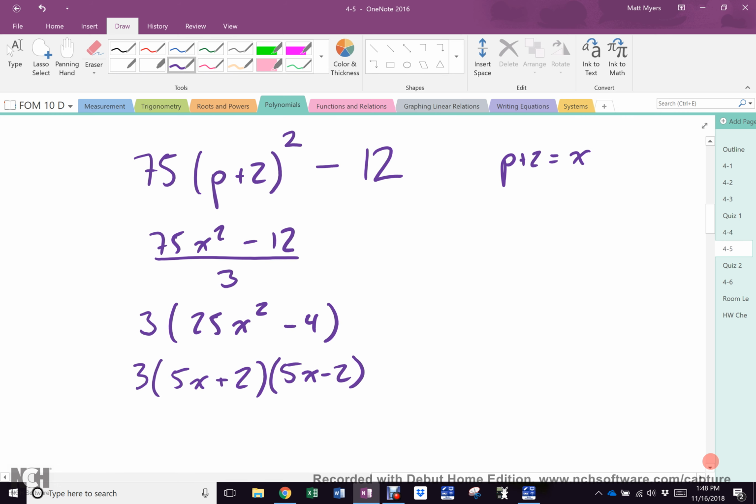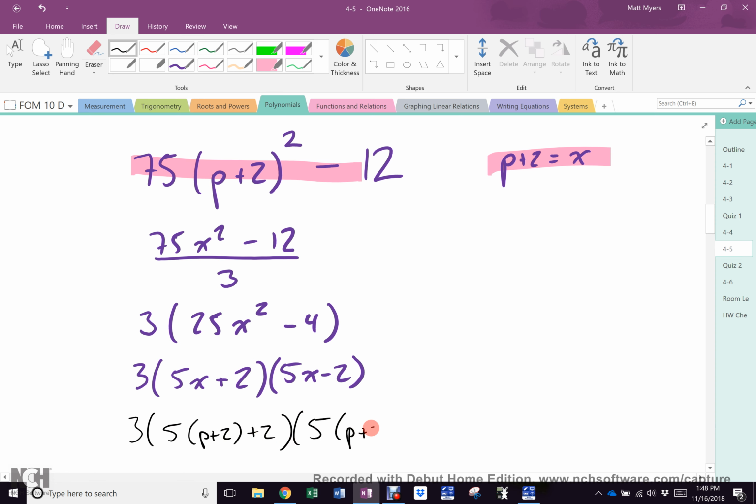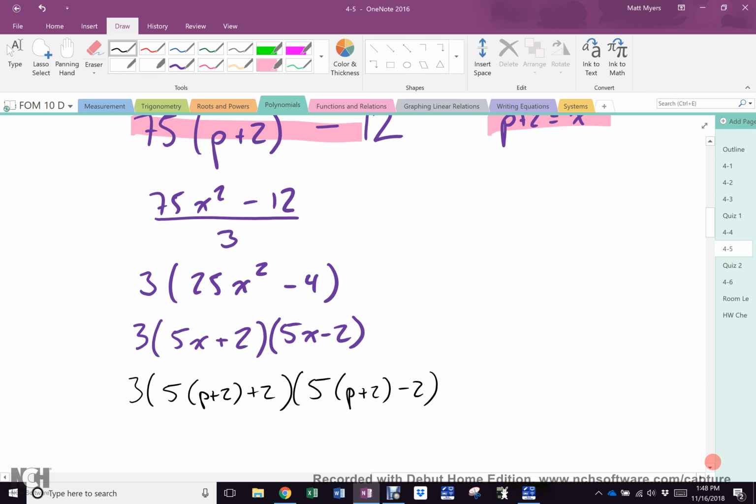Now, are there any X's in the question? No. So what must I do? Change all my X's to what? P plus 2. So I get 3, 5 times (P plus 2) plus 2, and 5 times (P plus 2) minus 2. Now, what would you do? You would do the inside. Well, you could actually. You do 5 times P, 5 times 2. 3, 5P plus 10 plus 2, and 5P plus 10 minus 2.